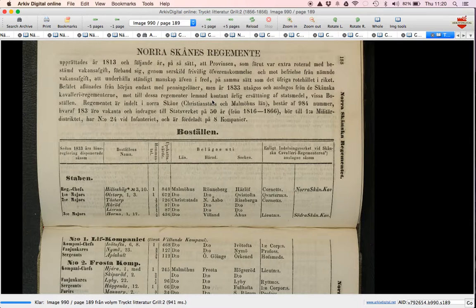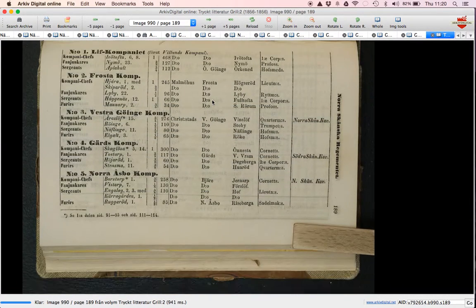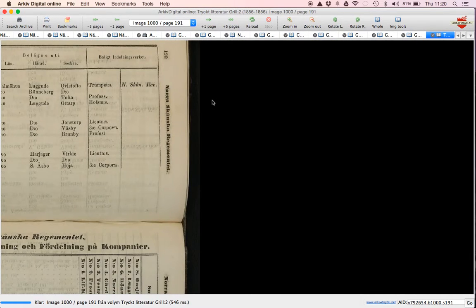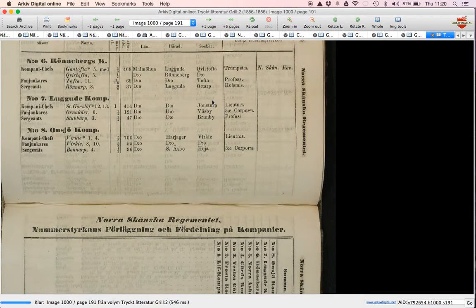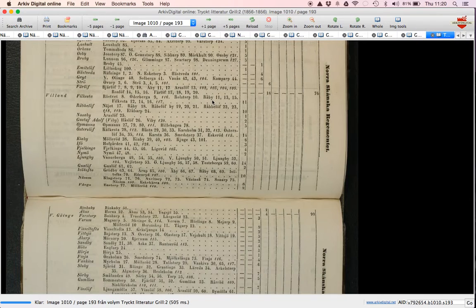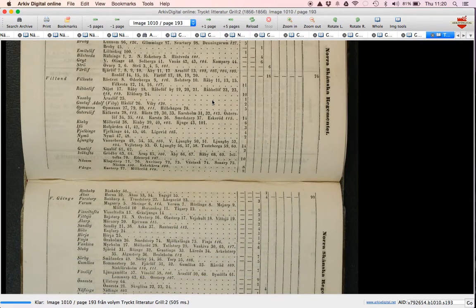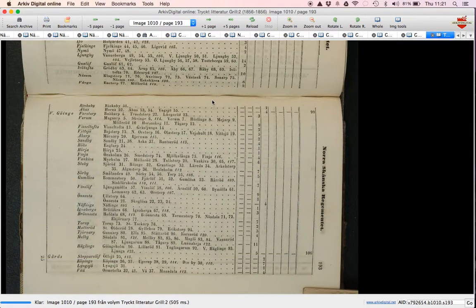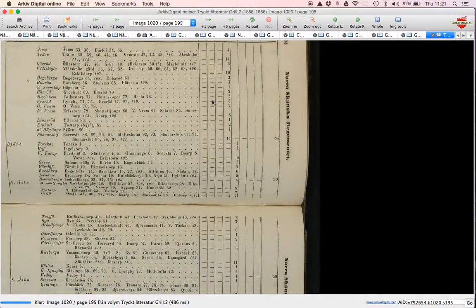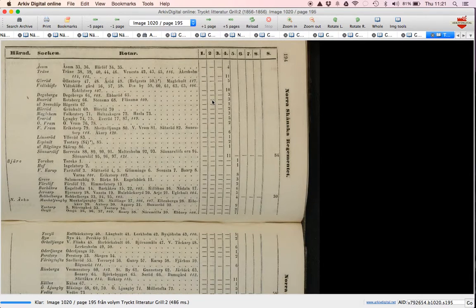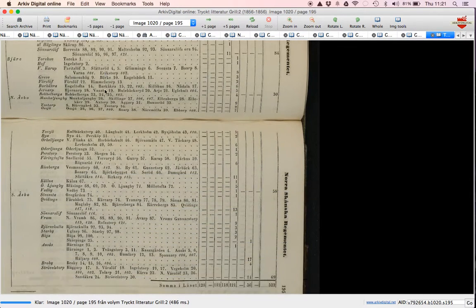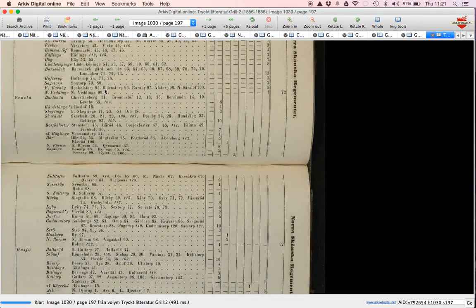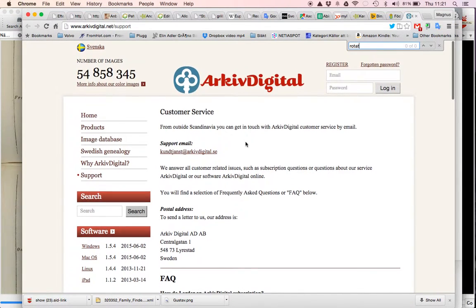This is the place. I don't know where I am. My Skåne knowledge is not too big. So here I can find the location, and I think also I can find the number of the person. I will come back to this and add a reference. But what I try to say is that this blog could be an excellent way to find more information.